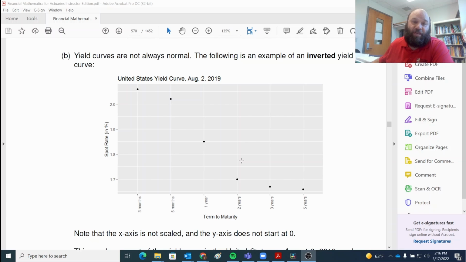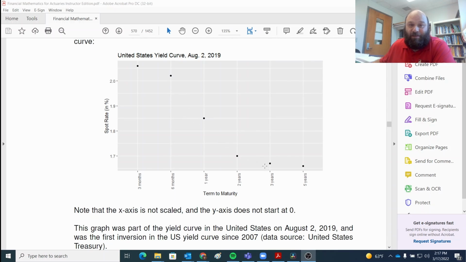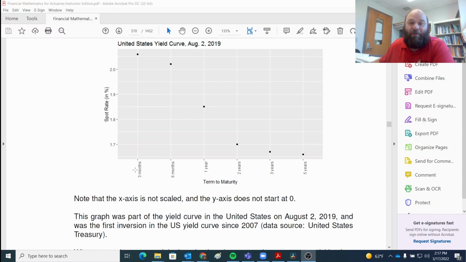Nevertheless, the reason for this is that I had trouble getting R to do my bidding. Maybe sometime I'll make a better graph. But nevertheless, the direction is not changed, right? Just the severity. The horizontal and vertical effects are distorted, but the direction, the fact that this is a decreasing yield curve, doesn't change. And therefore, we had an inverted yield curve. And this was, on August 2nd, 2019, the first inversion of a U.S. yield curve since 2007. So that's why it's interesting.